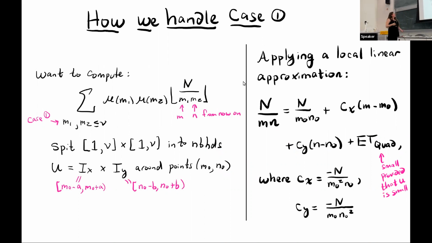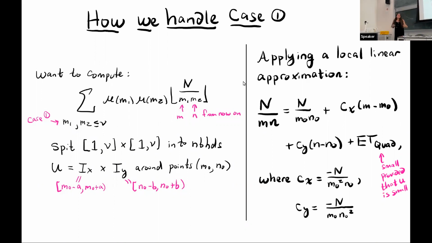And what I'm going to do is try to compute this sum. Remember, this was the thing that was being subtracted after my combinatorial identities. This is the big thing we want to compute. I'm going to split this range into smaller neighborhoods. So I'm thinking of taking my box of size nu by nu, and I'm splitting it into neighborhoods, which I'm calling Ix and Iy. And you notice that as I've written here, these are centered at points little m naught and little n naught. So these are intervals of size 2a and 2b that are centered at specific points.